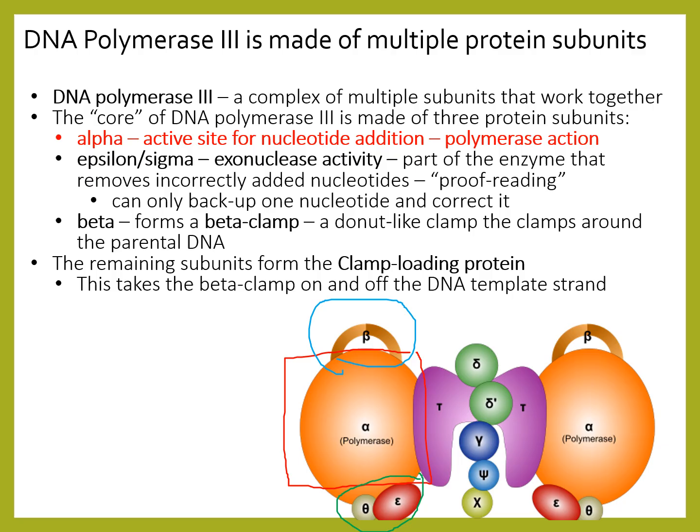I'm going to tell you about this purple one in a second, but I will then highlight all of these other Greek letters here: delta, delta prime, gamma. I think this one is phi, this X is chi. All of these extra subunits, the ones that are not the beta, the epsilon, the sigma, the alpha, work collectively to form what is called a clamp loading protein. This is the part of the DNA polymerase III that will take the beta clamp on and off. So it will open the beta clamp so that the DNA polymerase III complex can come off the DNA template, and then it'll clamp it back onto the DNA template.